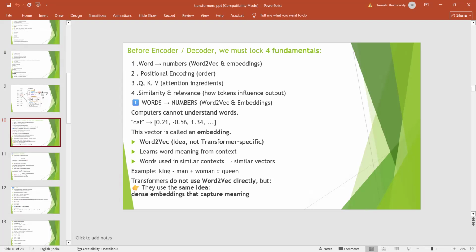For example, I have taken king. If I want to get queen, we have to do king minus man plus woman. So it will create all the embeddings for these words. Transformers do not use word to vectors directly, but they get the embeddings and then know the meaning, and they will generate the responses for us.